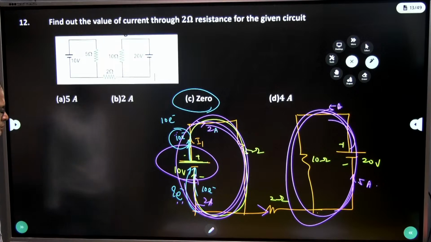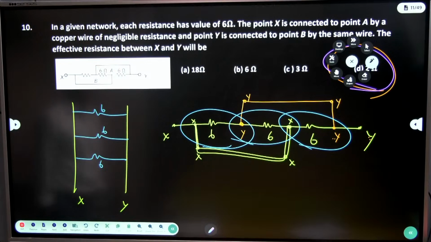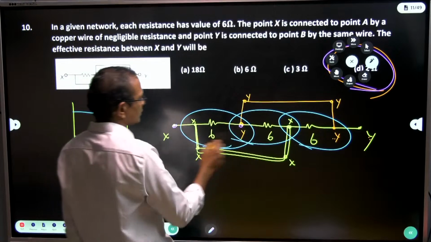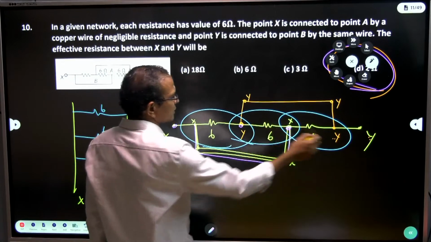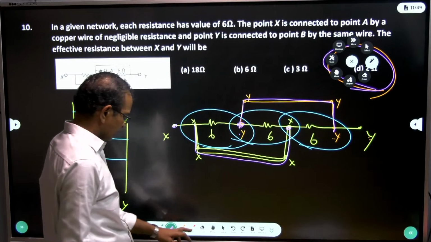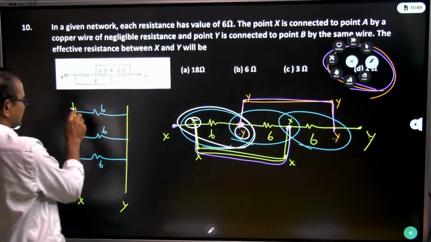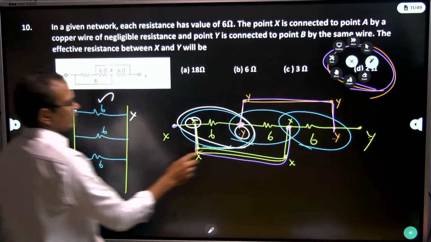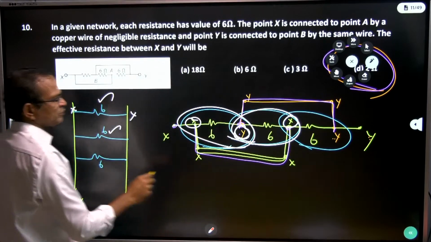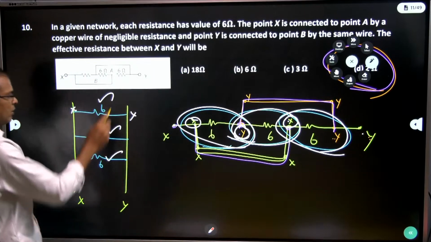Right now. So 10th question, can you explain again, sir? I'll go back, no problem. The 10th question is very simple. I have shown here clearly x and y. This is x, therefore this is x. This is y, therefore this is y. Name it first, and then take it between x and y. There is 6 ohm between x and y. Again between x and y, there is 6 ohm. Again 6 ohm. All the 6 ohm resistors are in parallel.